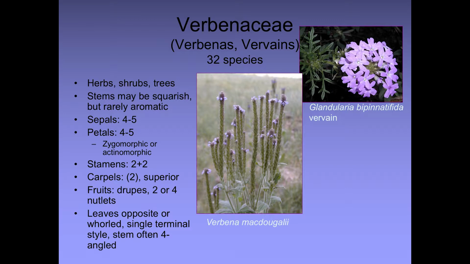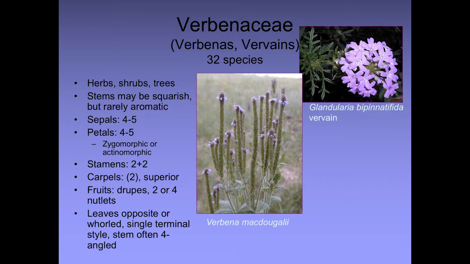Sepals 4 to 5, the petals can be either irregular, the zygomorphic, or they can be the actinomorphic, the regular ones. So the ones up on top, when you have 5 petals, that would be radially symmetrical. You cut that like a pie, and every section looks the same. And the McDougall's verbena is a very common one too.